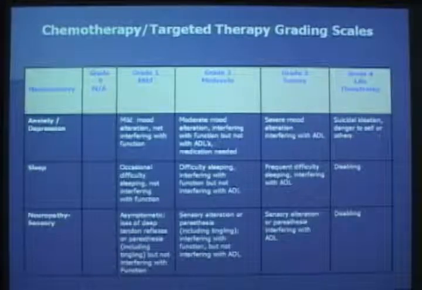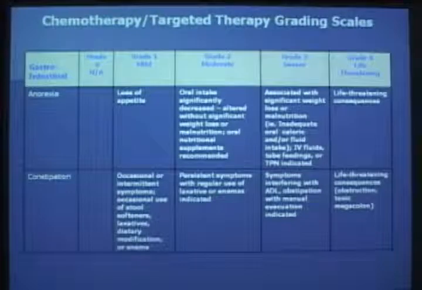The next one is the neurosensory area. We look at anxiety, depression, you look at sleep, and you look at neurosensory areas. Again, there's certain areas that have M dashes under them, so they can either be asymptomatic for a grade 1, they could have loss of deep tendon reflexes or paresthesia, but it does not interfere with their functioning.